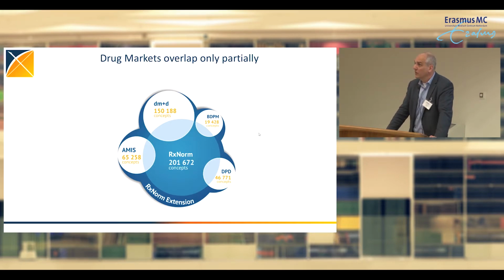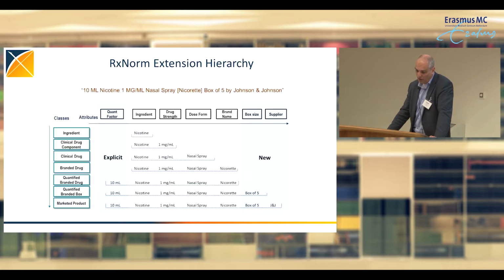Drug markets are different in every country. It's crazy. Obviously, at the ingredient level, the overlap is much, much more. Everybody has Nicorette, or nicotine, really. But the actual products in their detailed description will differ. And we have to have a system where this all comes together. Otherwise, we can't do it. We can't do a European network or a worldwide network.